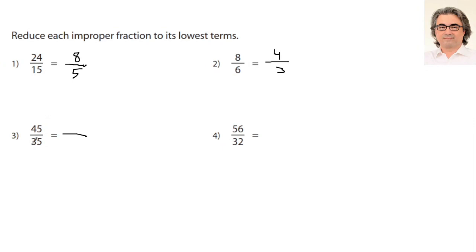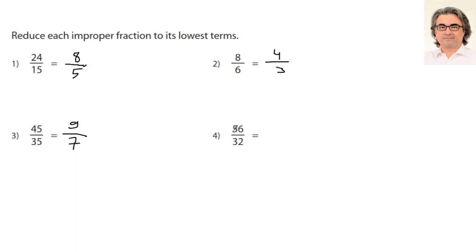35 and 45. If you divide by 5, for 45 you will get 9, and for 35 you will get 7. 9 and 7 have no common divisor greater than 1. So 9 over 7 is the simplest form of this given fraction.